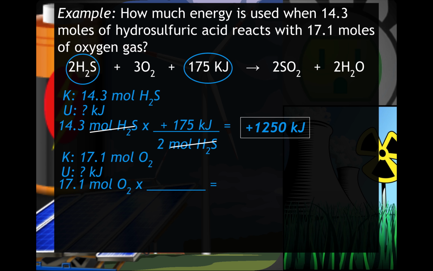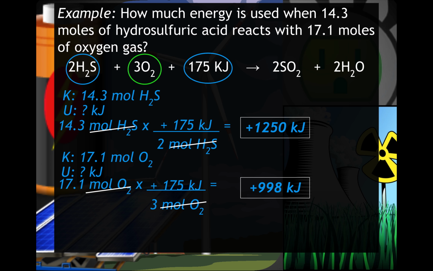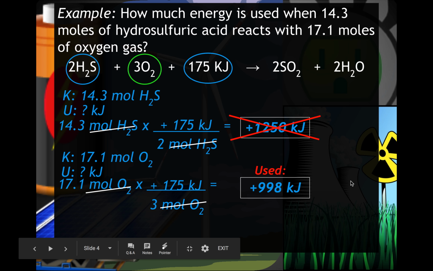I have this amount of oxygen. For every 3 moles of oxygen, I'm going to need to add in 175 kilojoules. For this reaction, I will need to add in 998 kilojoules. So the amount of energy that's going to be needed, how much energy is going to be used, is going to be 998 kilojoules.